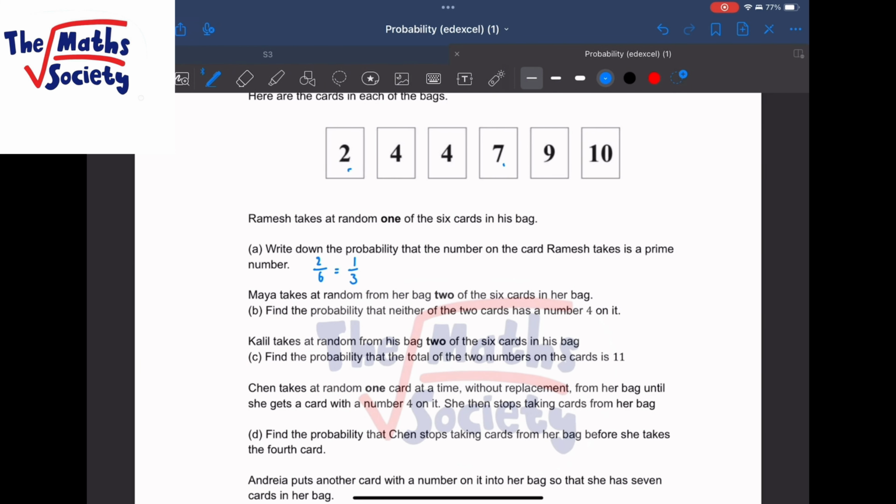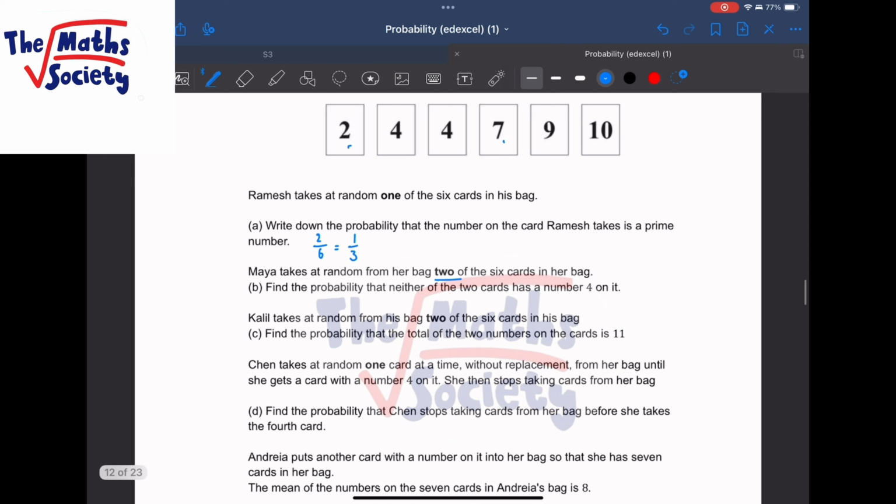Yep. And Maya takes at random from a bag 2 of the 6 cards in the bag. Find the probability that neither of the 2 cards has a number 4 on it. So we need to make sure that it's not number 4. So then we take 4 by 6 and 3 by 5. So that's going to be 2 by 5, right?